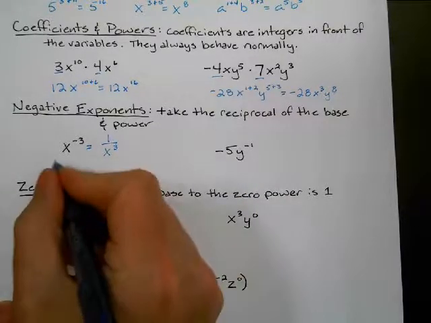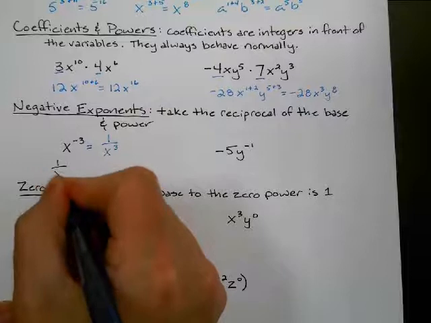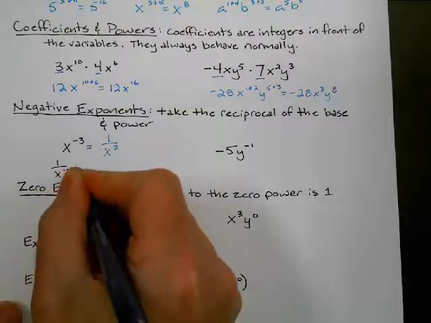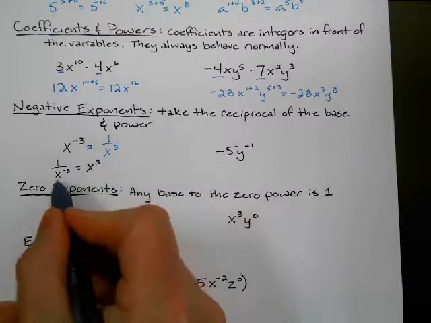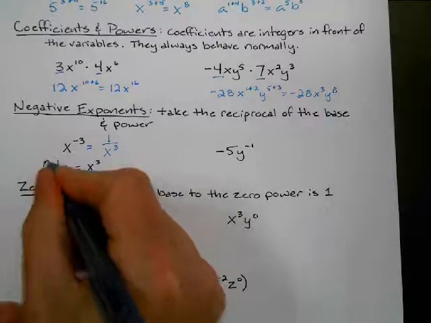Now, if I had 1 over x to the negative third, again, we take the reciprocal, and this would be x to the positive third. So this would go to the numerator.